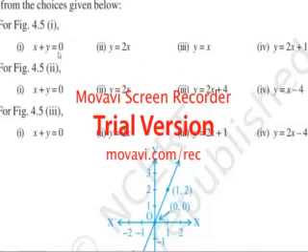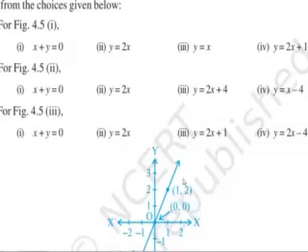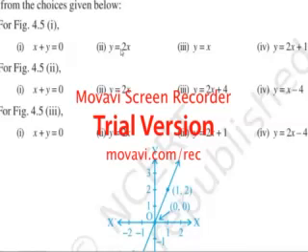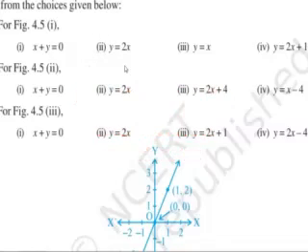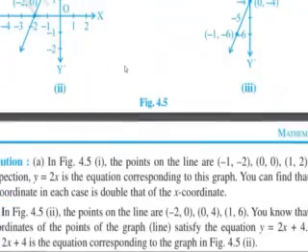x plus y is equal to 0. This will not be the solution because 1 plus 2 is not 0. y is equal to 2x. Yes, this can be the solution. If you check all 3 points, y is equal to 2x. So this is the answer, option 2 is the answer. We will see how it has been explained in the solution also.